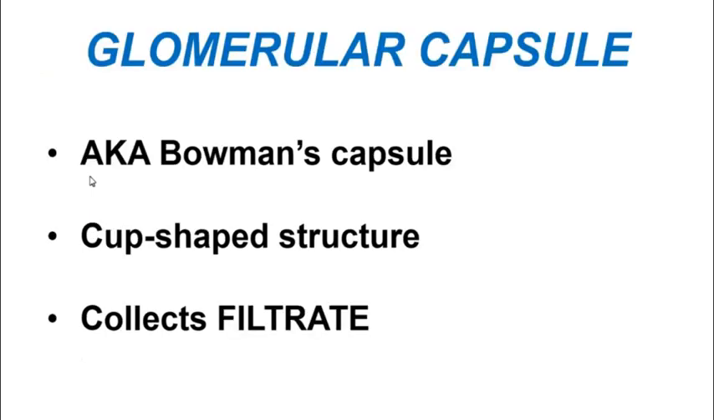So continuing our discussion of the renal corpuscle, we'll continue to look at that structure by looking at the glomerular capsule. This capsule is also called Bowman's capsule, but I'll just refer to it as the glomerular capsule within my lectures. It is a cup-shaped structure, so it surrounds the glomerulus and collects the filtrate that is produced by those glomerular capillaries.